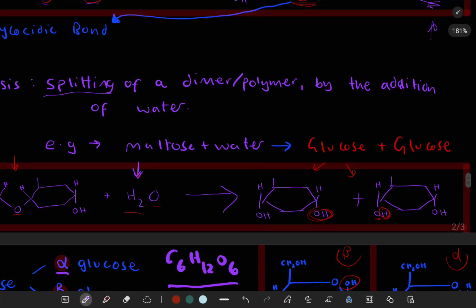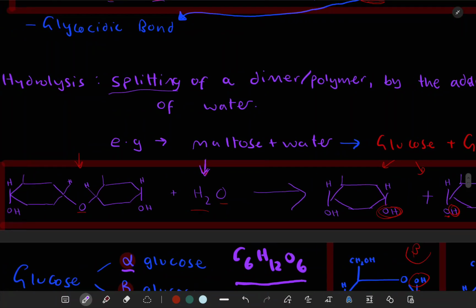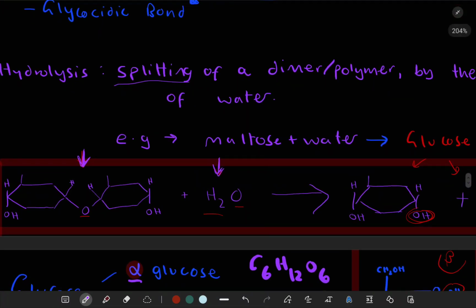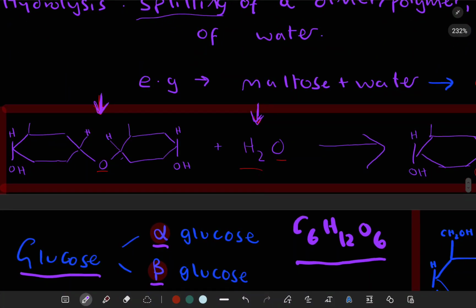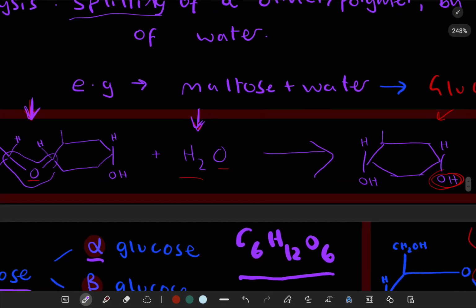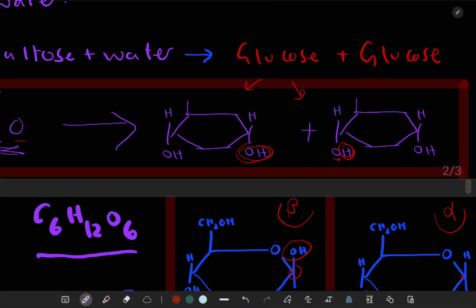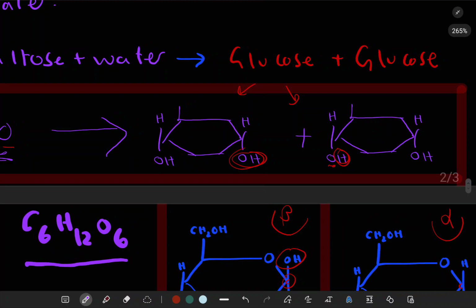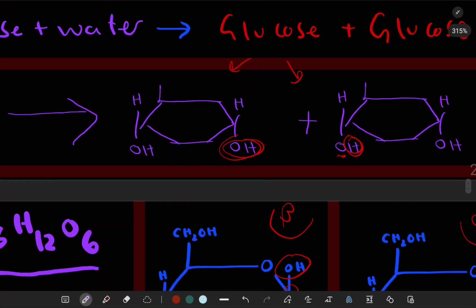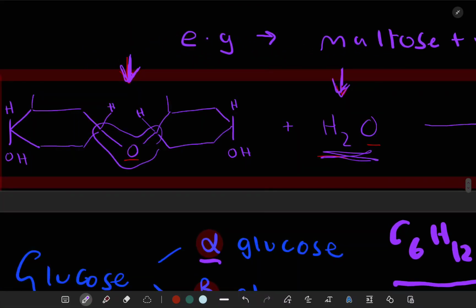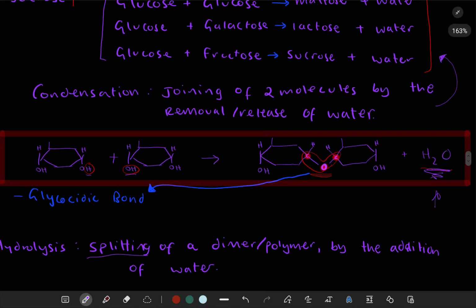Here we see an example which is maltose and water, which makes two molecules of glucose. Here we see maltose and we see the glycosidic bond. The glycosidic bond will be hydrolyzed by a molecule of water, and in turn there will be two glucose molecules which form. And we see how here there's an OH group and the H has been added. So essentially it's the opposite of the reaction we did here.